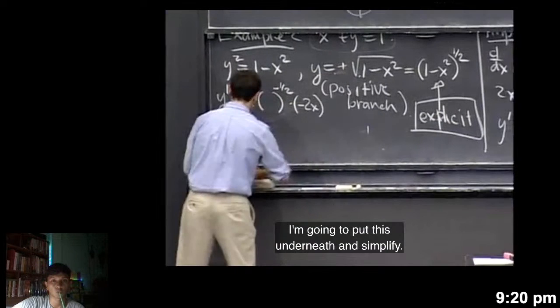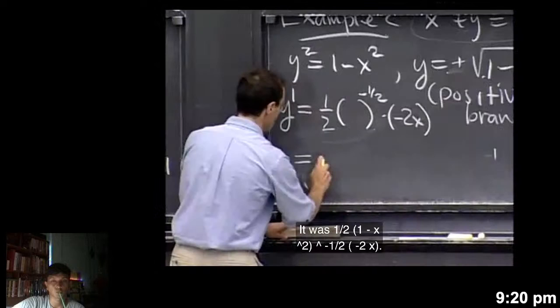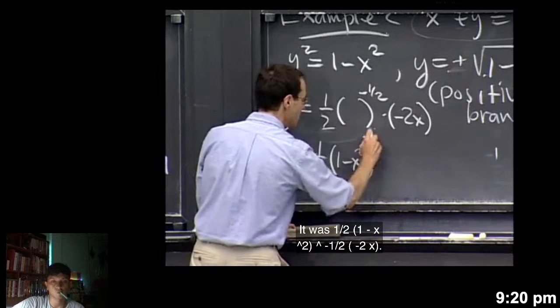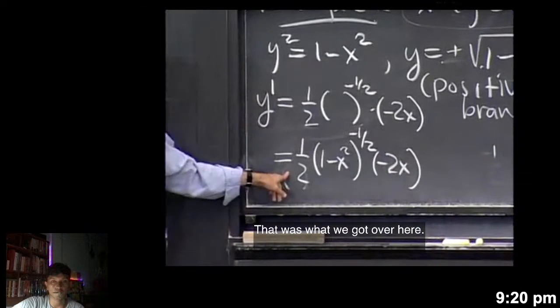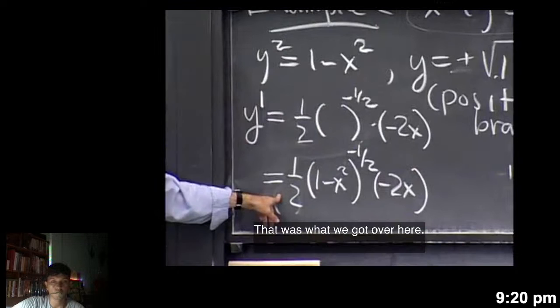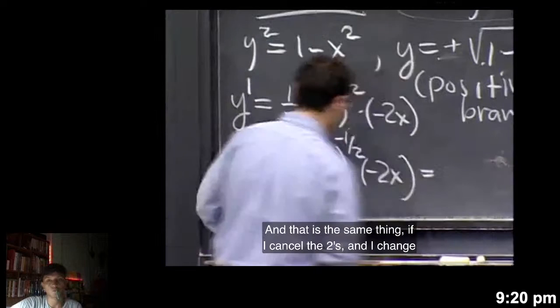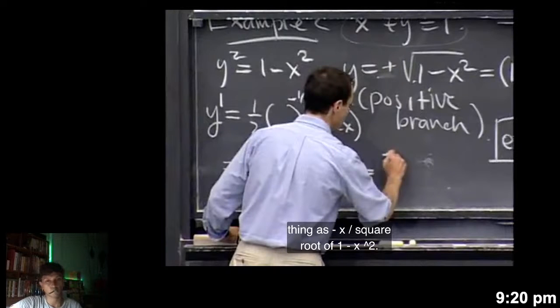It was a half of 1 minus x squared to the minus a half times minus 2x. That was what we got over here. And that is the same thing if I cancel the 2's and I change it back to looking like a square root. That's the same thing as minus x divided by square root of 1 minus x squared. All right, so this is the formula for the derivative when I do it the explicit way.